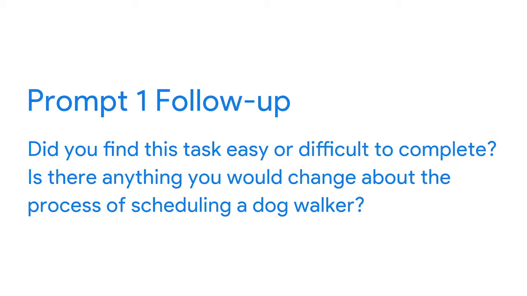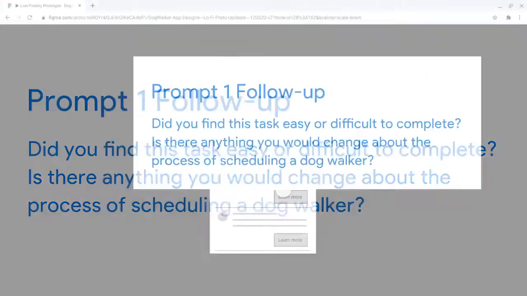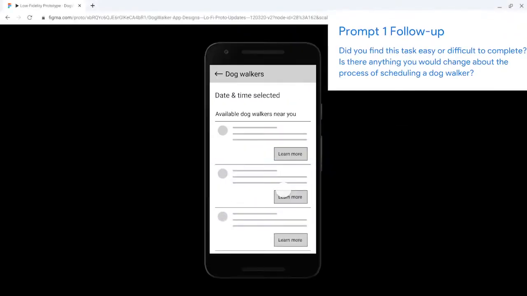Prompt 1 follow up. Did you find this task easy or difficult to complete? Is there anything you would want to change about the process of scheduling a dog walker? I can't say I'd change anything honestly. The task was super easy to complete. Schedule a walk was nice and clear with a big button, and I knew right away where to click. Easy peasy. Prompt 2. Select a dog walker.